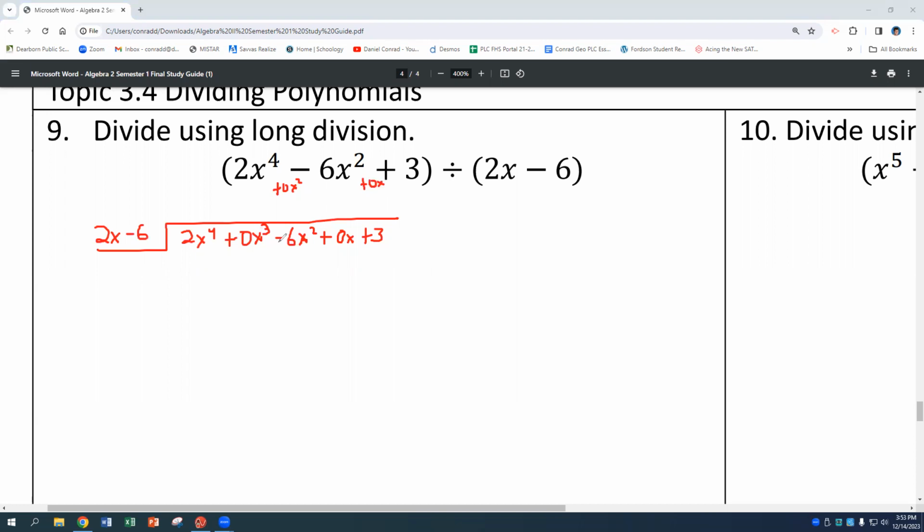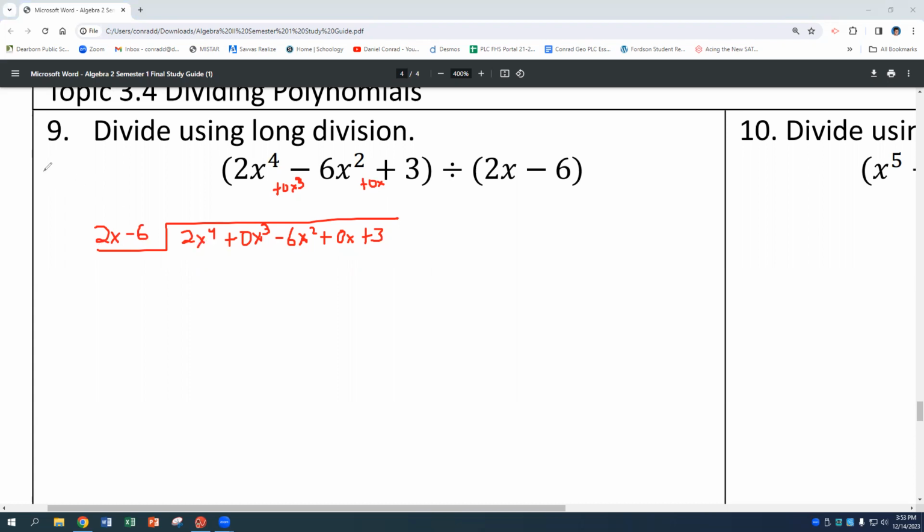So I'm going to keep them in mind as placeholders, right? Because sometimes you can screw up if you don't keep your placeholders in there. You can do it without them, but I would strongly recommend adding in 0x to the third and 0x for placeholders.